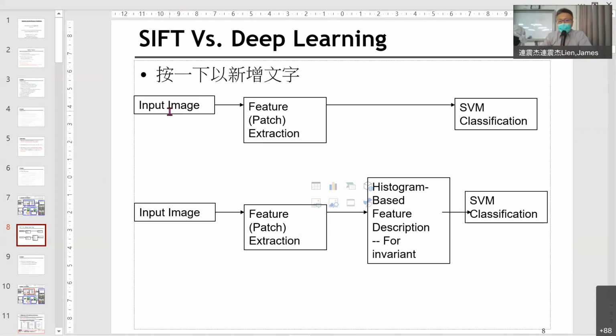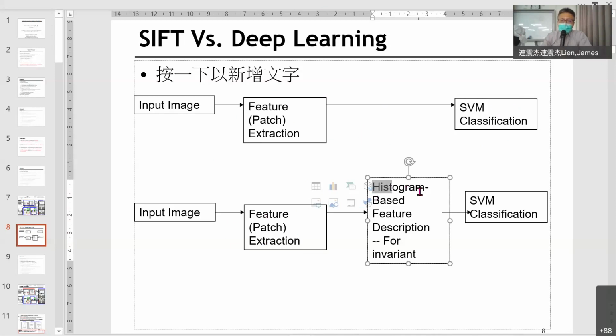Before, people used a feature patch and did SVM. Right now SVM will be replaced by deep learning, and this one also replaced by deep learning. Deep learning is feature extraction with a convolution filter, and then there's classification. Before, they did feature extraction with the histogram descriptor, and then they did SVM. Right now, all can be replaced by deep learning.